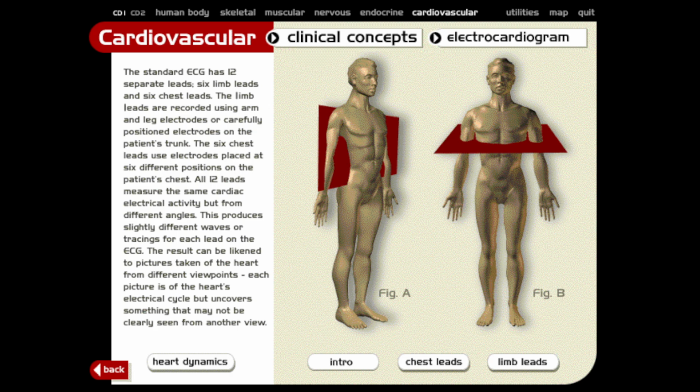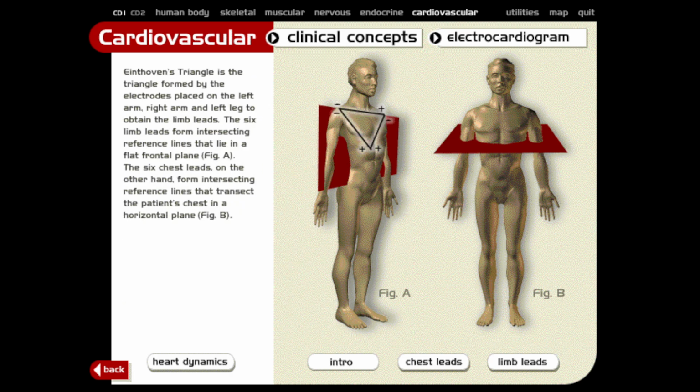This produces slightly different waves or tracings for each lead on the ECG. The result can be likened to pictures taken of the heart from different viewpoints. Each picture is of the heart's electrical cycle but uncovers something that may not be clearly seen from another view.